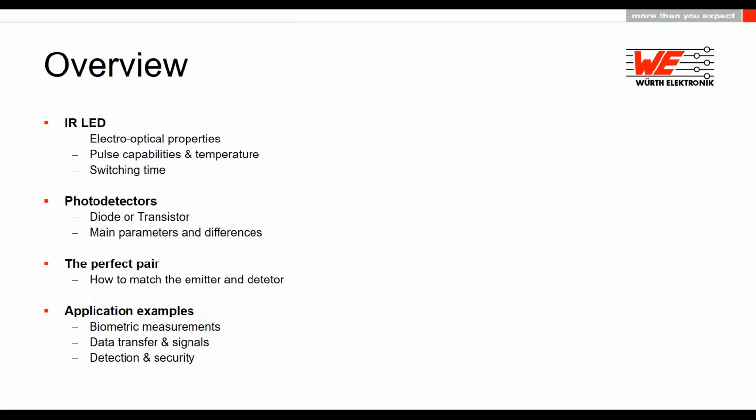We will start with the basic infrared LED introduction and what infrared LEDs are, the electro-optical properties, and packaging and switching. Then I will go further with some photodetector basic information. What is a photodetector? What is the difference between a diode and a transistor? And then after a short overview of matching an infrared emitter and detector, I would like to finish with some application examples that we developed in our lab.